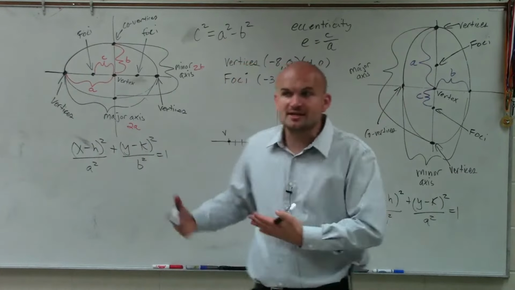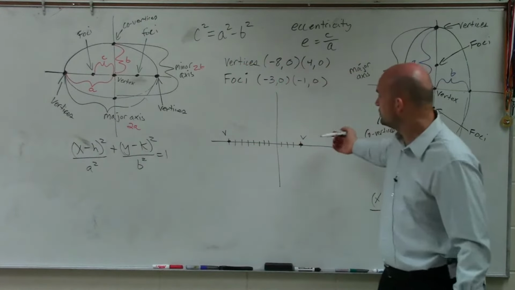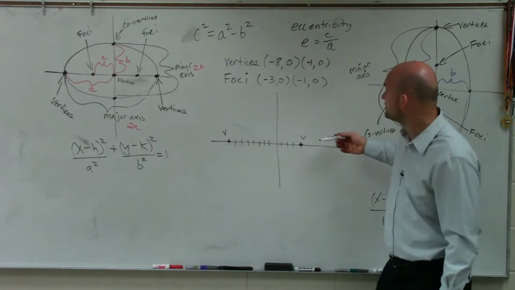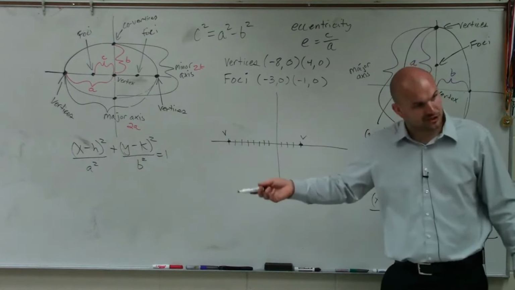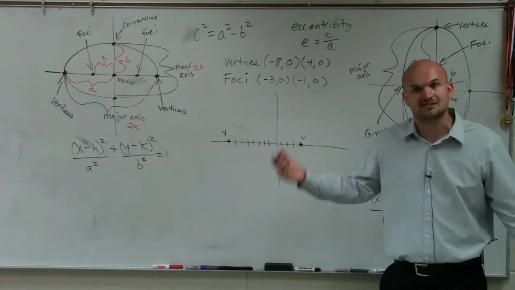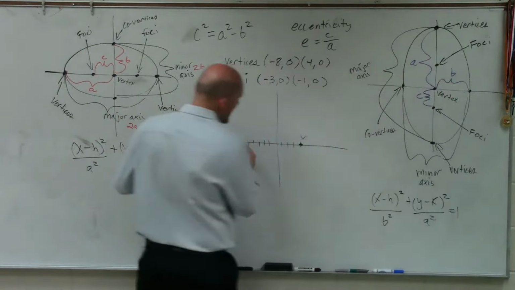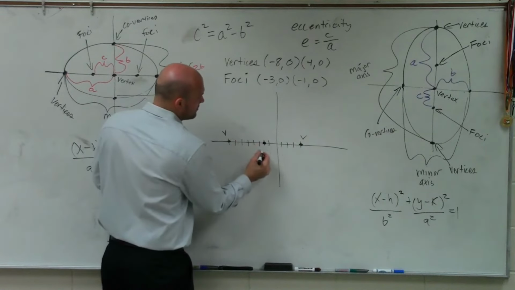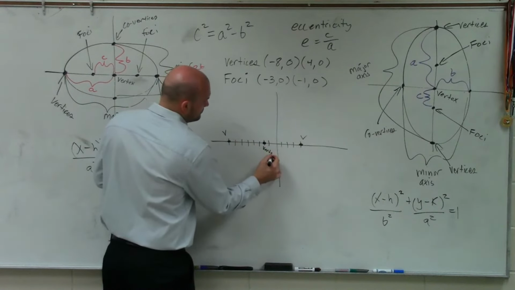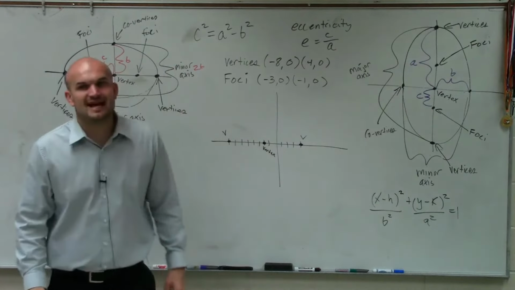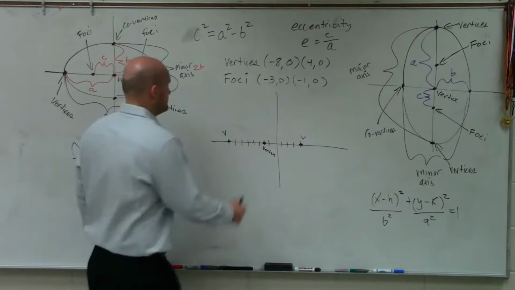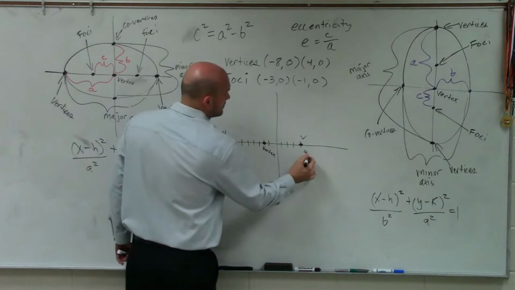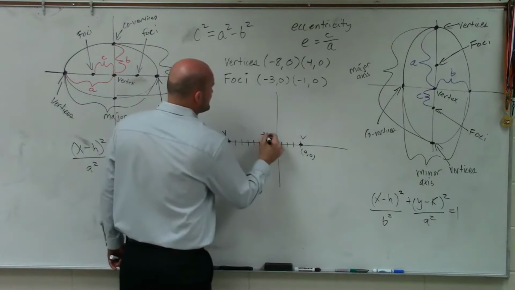So yeah, you could count how large it is, which would be 12, and then divide that by 2 to find the distance of a, which is 6. Or you can just count and find the middle. But anyways, I get my vertex to be at negative 2, 0. Would everybody agree with me on that? So that's at negative 2, 0.